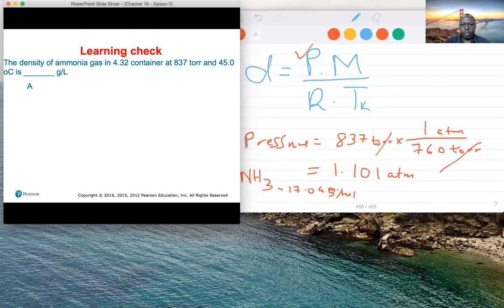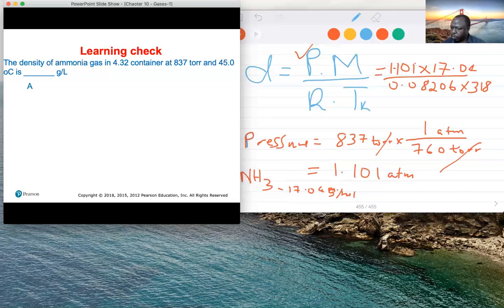We know the universal gas constant is given there, so you don't need to memorize that. What we need to do is change the temperature to Kelvin by adding 273, and I have 318. Plugging in, the pressure is 1.101 times 17.04, and 0.08206 times 318. I didn't write the units because of space; they will cancel out.